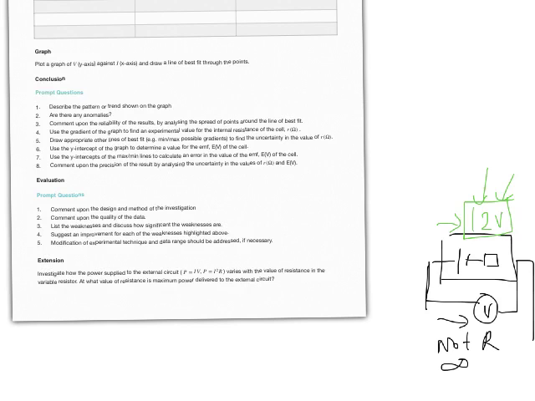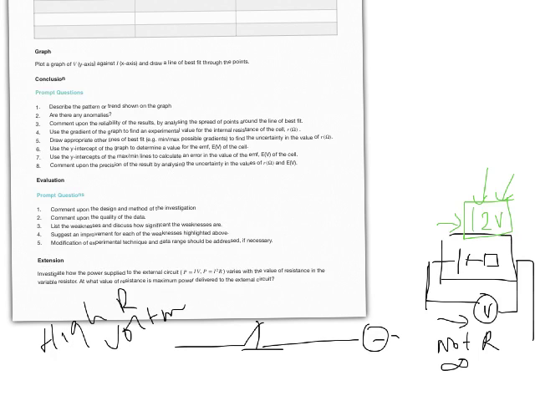So how can we improve this? We can, again, use a switch. So we're only using the current to take measurements. So you close the switch, take your measurements really quickly, and then you open the switch, and then that stops the circuit heating up. You can use a very high resistance voltmeter. Okay, the higher the resistance, the better.